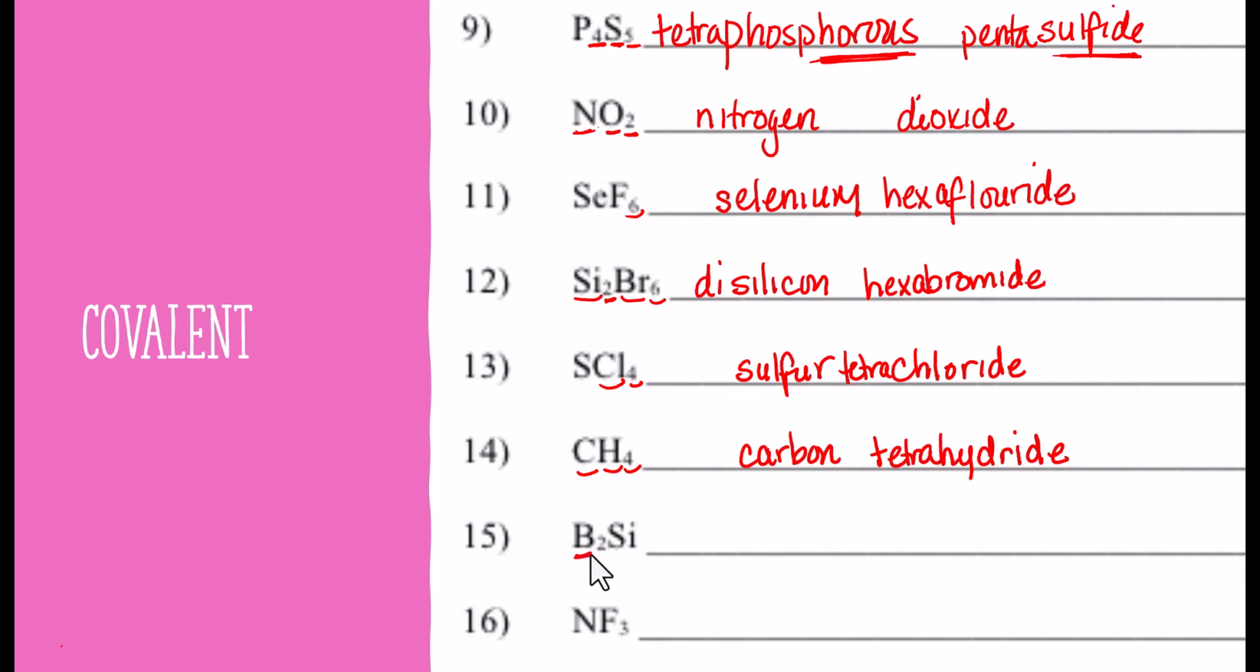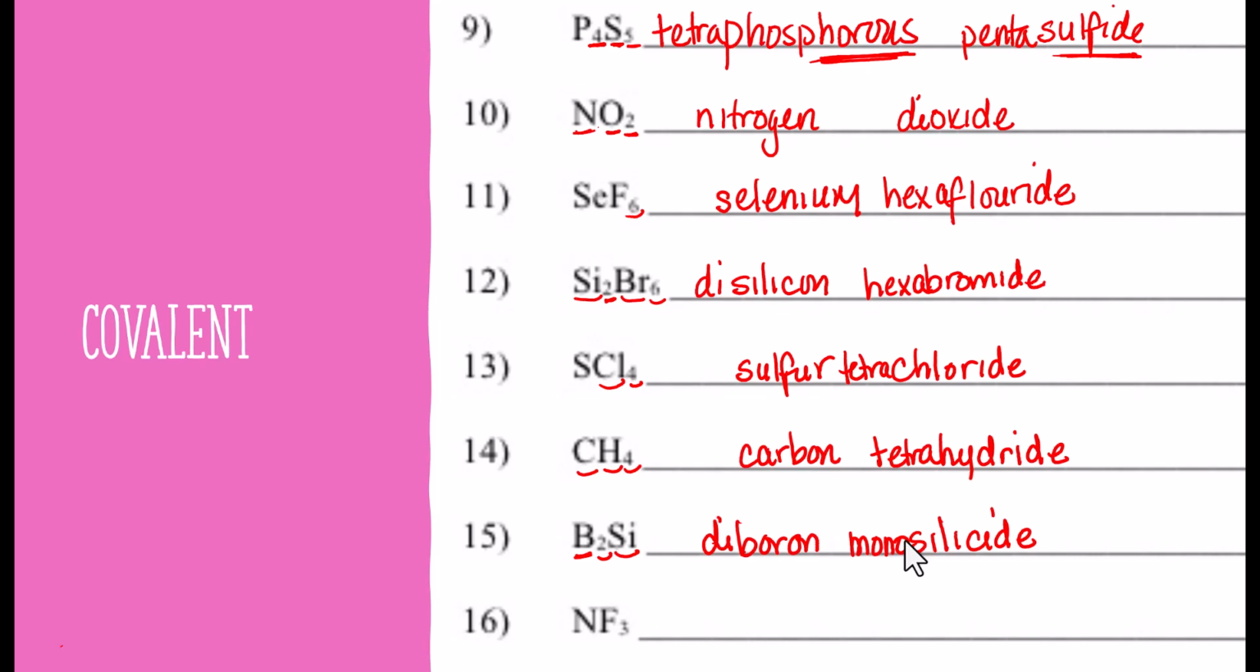Next one, B is boron, so we write boron, name as is. The prefix is 2, so this is diboron. Second element is silicon, so it becomes silicide. Drop the ending and add IDE. There's one silicon, so we must write a prefix. We write mono. Second nonmetal always gets a prefix. It's only the first nonmetal that we do not write a prefix for number 1.